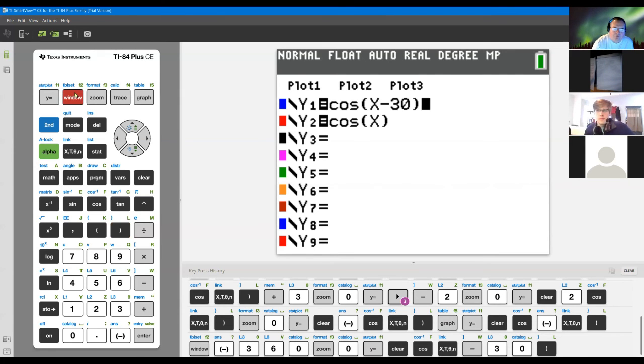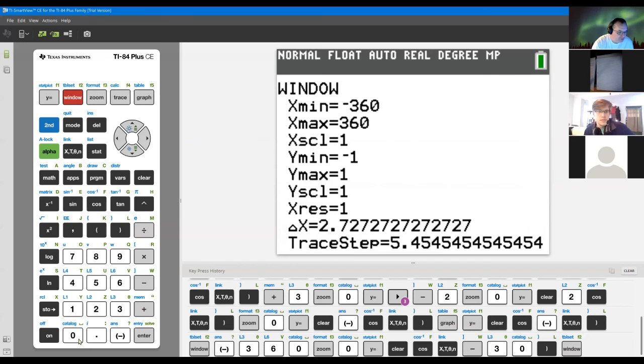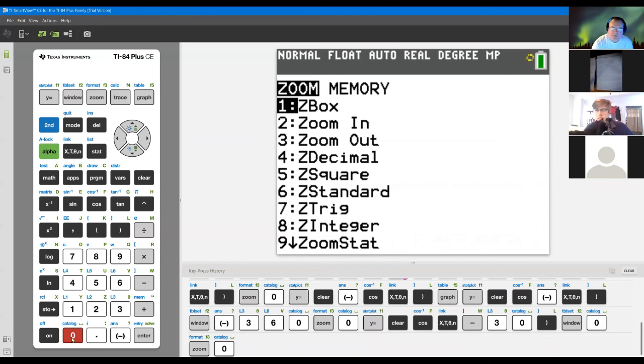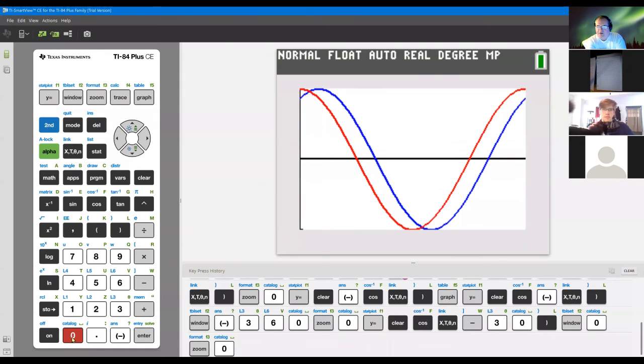I'm going to go back and just adjust my windows again. And now I'm going to do zoom 0. There. The red one is the cosine function. Okay? You see the red one's the cosine. Can you see what's happened to the red one? If you shift it to the right, don't you get the blue one? Can you imagine, this high guy is now there.